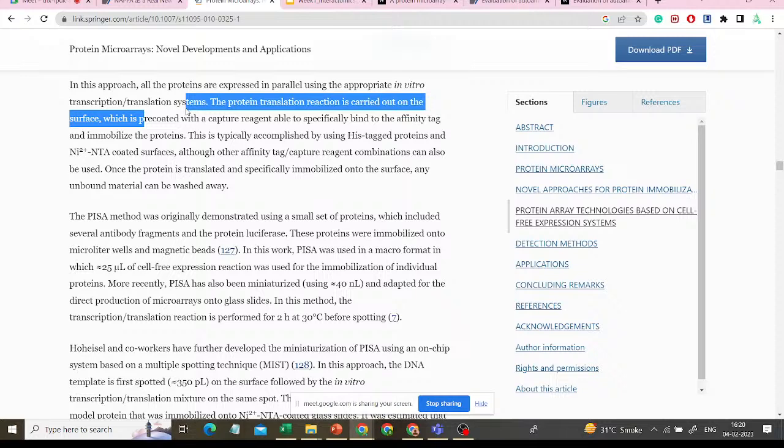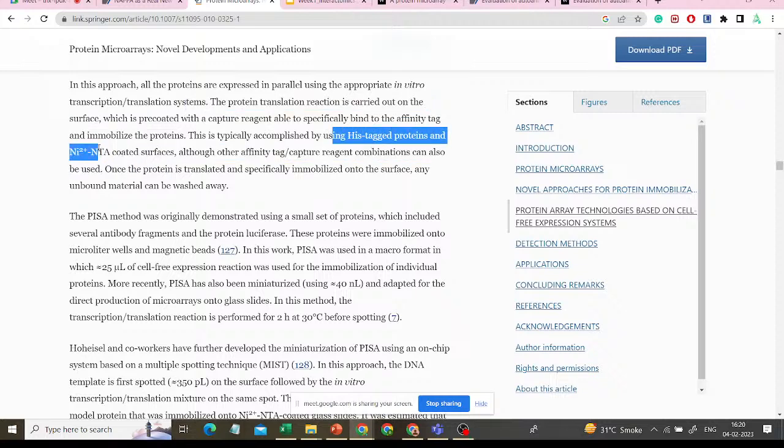Capture agent binds to the affinity tag and immobilizes the proteins. This is typically using His tag proteins and Ni2+ and NTA. So if there are any questions in the assignment, you need to understand what is happening for the TAP or the affinity purification of the proteins.